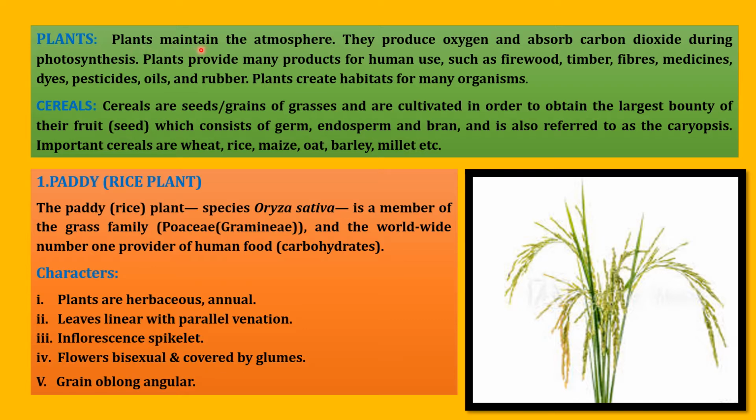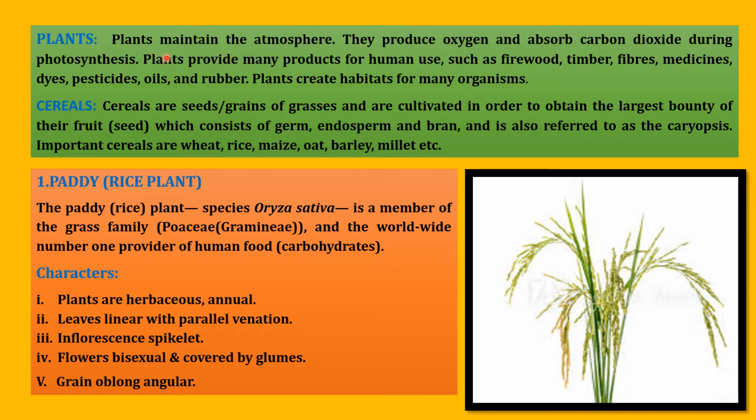Plants maintain the atmosphere. All of you know they produce oxygen and absorb carbon dioxide during photosynthesis. What is photosynthesis? Photosynthesis is a process where green plants can make their own food with the help of carbon dioxide from air, sunlight, and water, and it leaves oxygen gas to the air during photosynthesis.